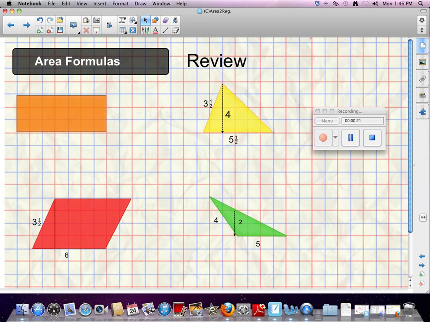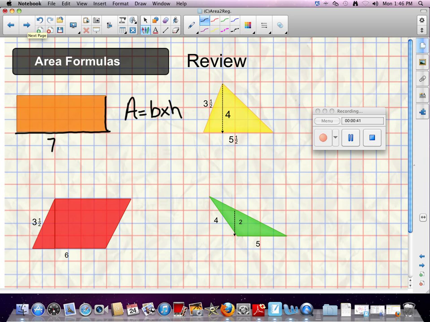First of all, the area of a rectangle. Area equals base times height. All formulas come from that one. So if we look at this, we have 1, 2, 3, 4, 5, 6, 7 here, and 3 going up. So 7 times 3 is 21 units squared.